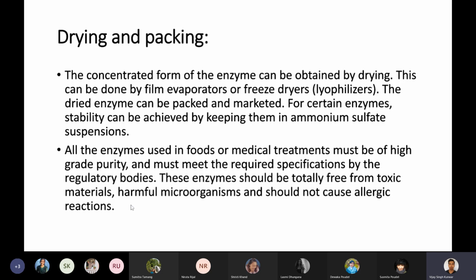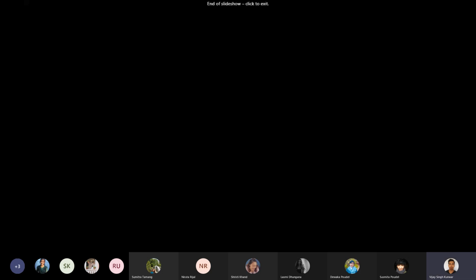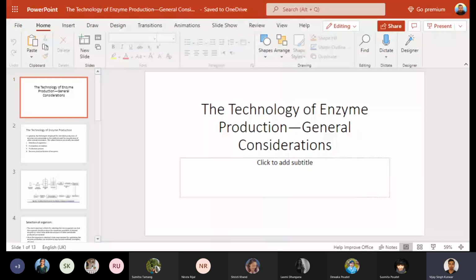So, in case of high grade purity therapeutic agents, there is this next step, the quality control, whereby they should be free from all kinds of toxic materials and harmful microorganisms. And so you take them in general methods, general overview too. So we'll try to study.